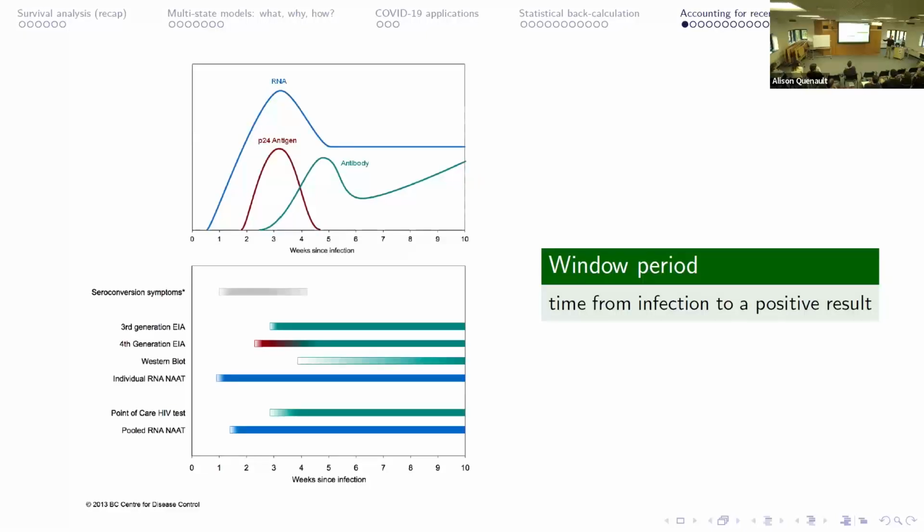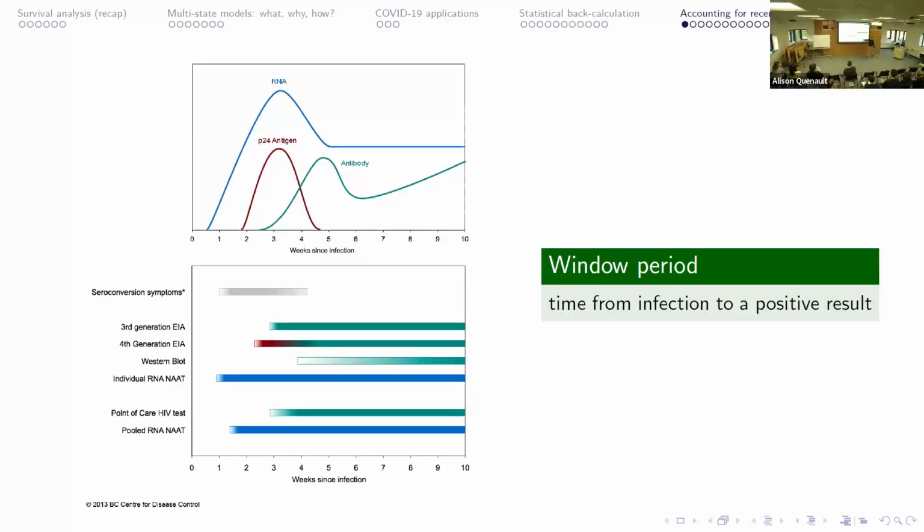Some of you might know what a window period is, but I just wanted to define it because it tends to be quite specific to HIV tests because of this time that somebody can be undiagnosed, and also the virus is not immediately present within the system, so it takes a bit of time before a test can pick up that you have a HIV infection. And that time is called a window period. So the time from infection to a positive result.